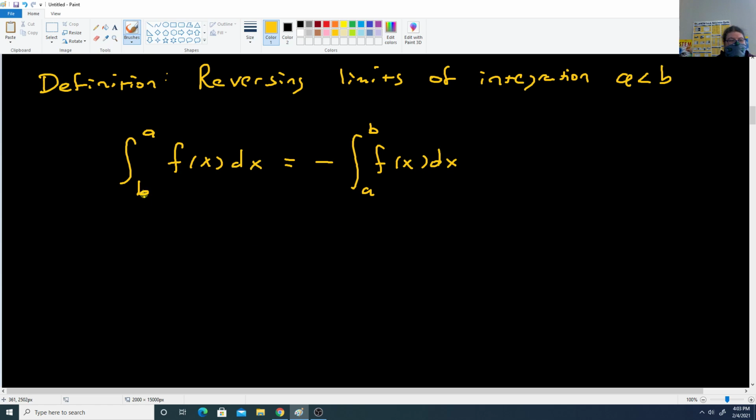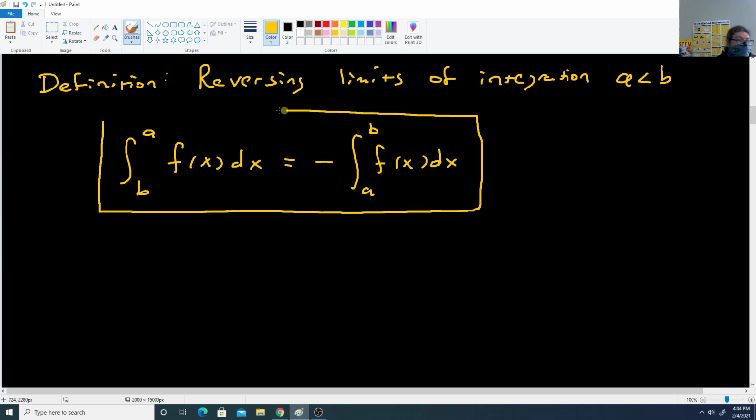So we have the integral from b up to a. I want to switch the limits over and make it a up to b. When I do that, that creates a negative out front. So that's one nice little equation we want to keep track of.